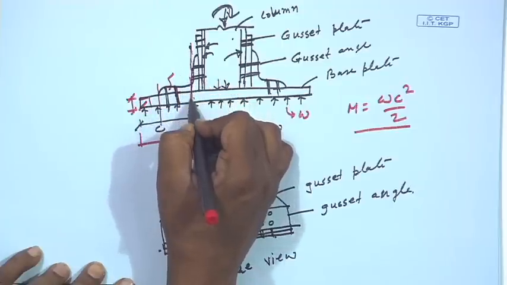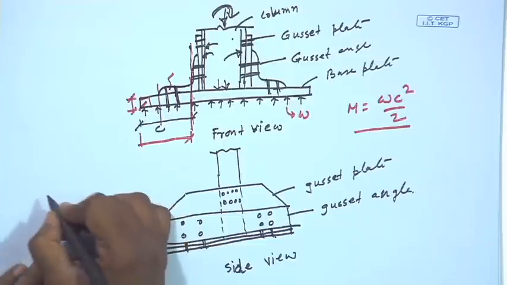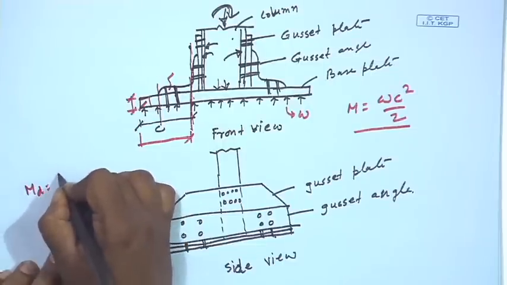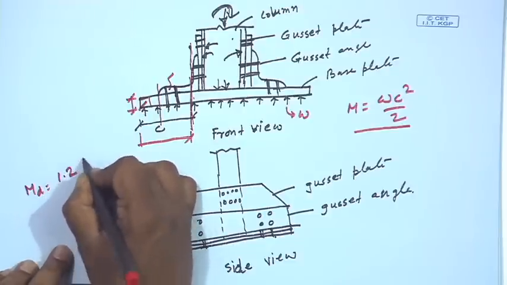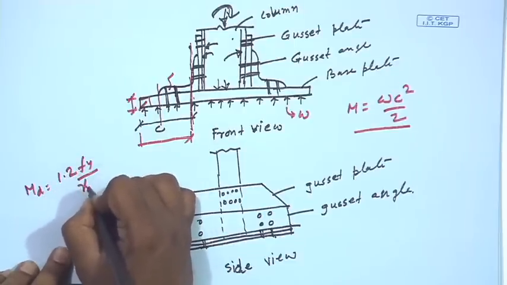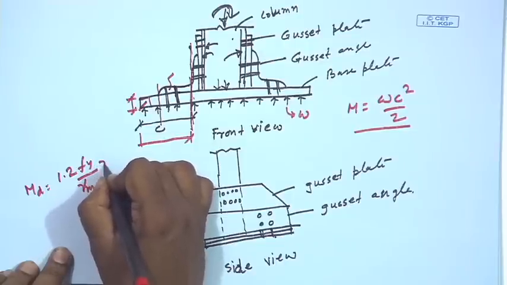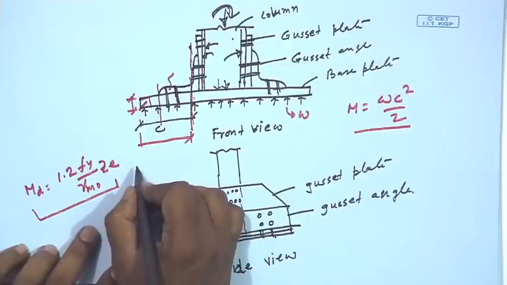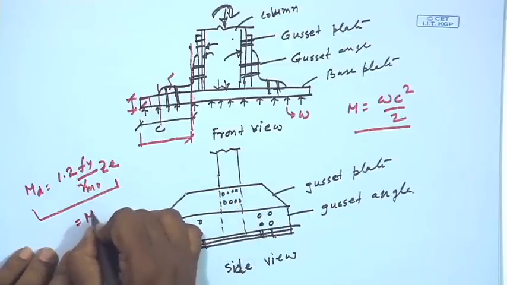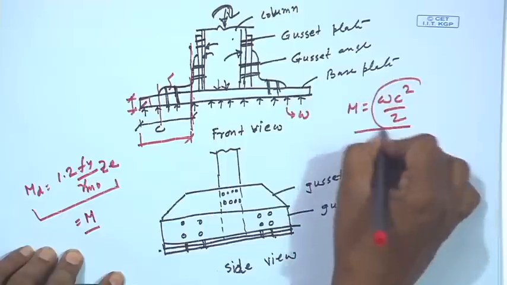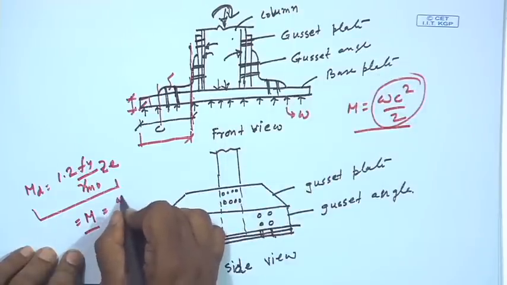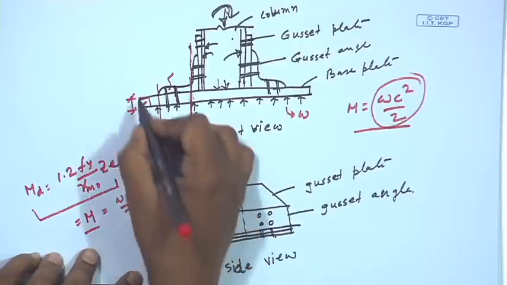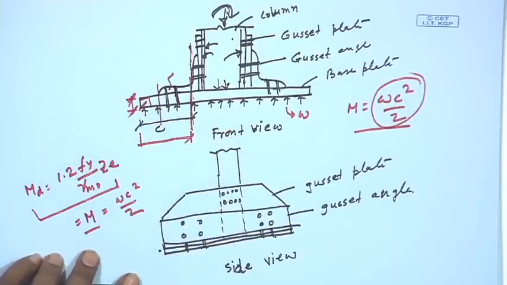So, moment carrying capacity of the critical section, means in this critical section we have to find out what is the bending strength. So, bending strength we know M d is equal to 1.2 F y by gamma m 0 into Z d. So, M d will be made equal to M, whatever we are getting as W c square by 2. So, from this we can find out the thickness of the gusset plate.